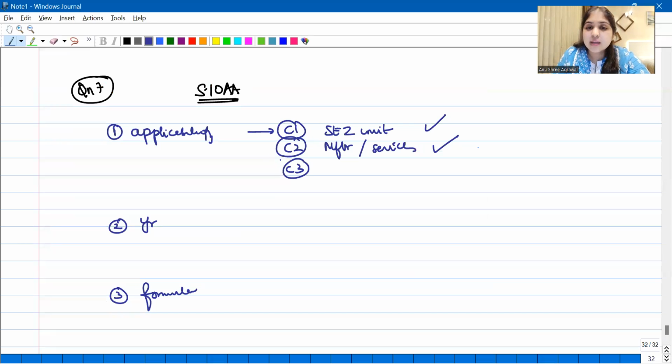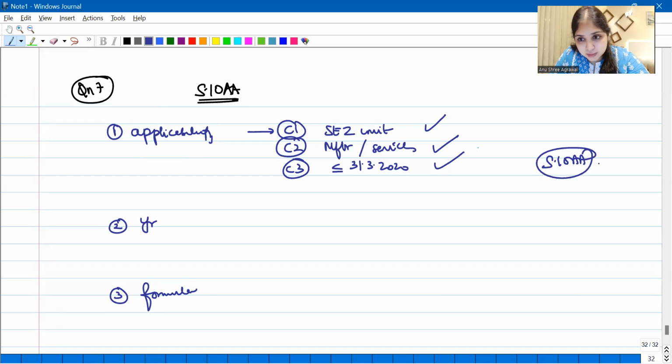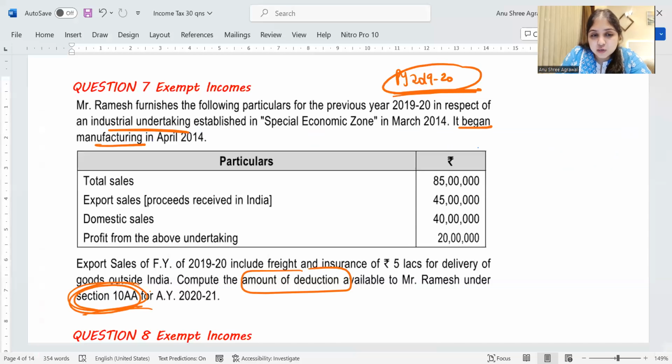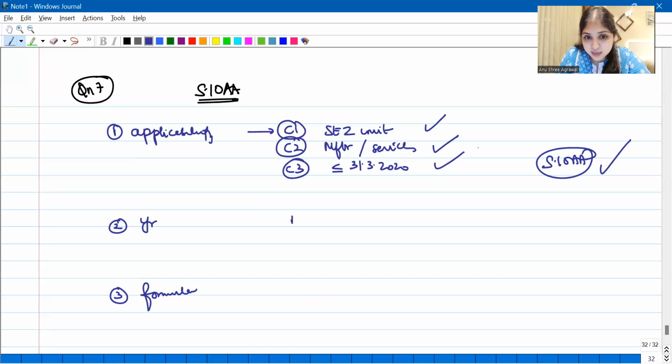And condition number 3, this particular unit should have started manufacturing, should have commenced the activities on or before 31st March 2020. So if all these 3 conditions are fulfilled, then you can say that yes, section 10AA is applicable. Now listen, after this we need to check which year we are in right now. See, the question says it began manufacturing in April 2014. And right now we are in previous year 19-20. Assessment year 2021 means previous year 19-20.